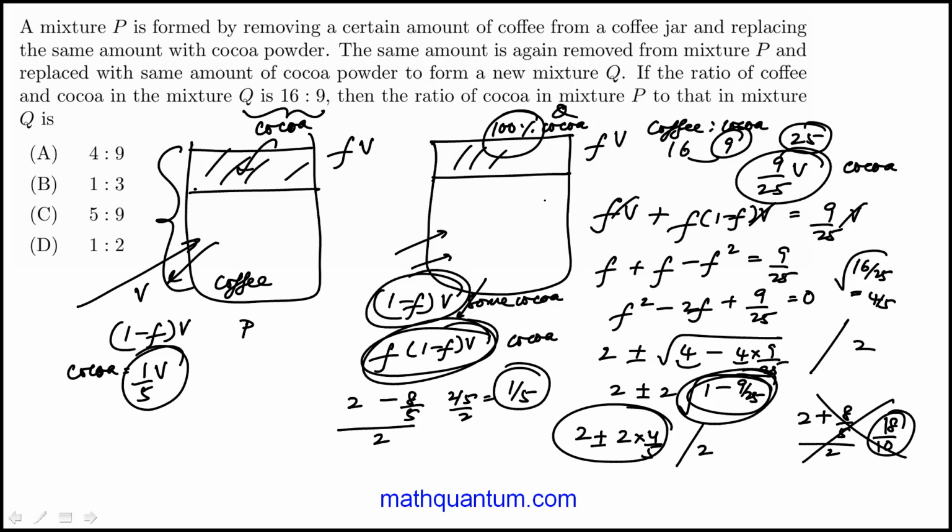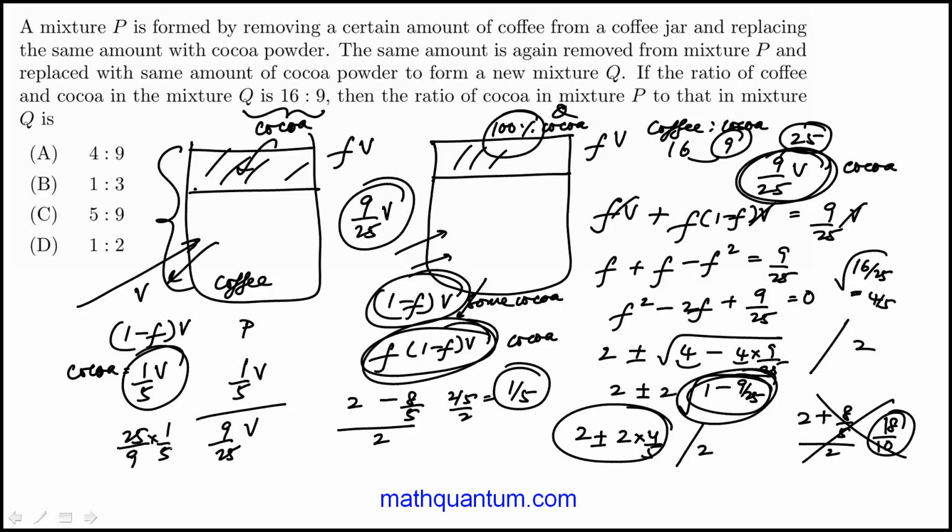The total cocoa here, we already kind of know this, right? It's 9/25. And they're asking for these two ratios. So 1/5 V divided by 9/25 V. And we get the answer 5 to 9, which is answer choice C.